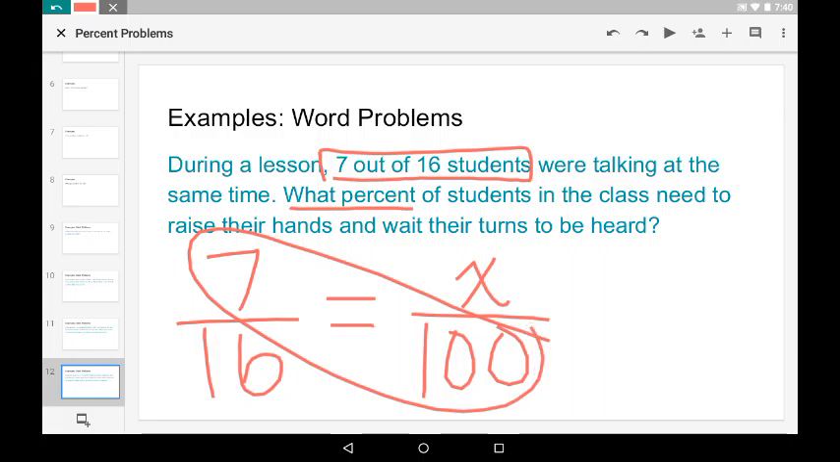If you go 7 times 100 divided by 16, you will get that X equals 43.75%. A good concluding sentence is that 43.75% of our class needs to raise their hand.